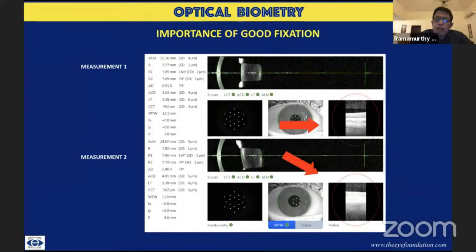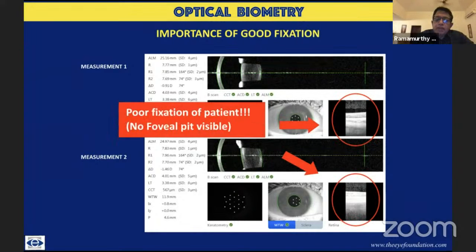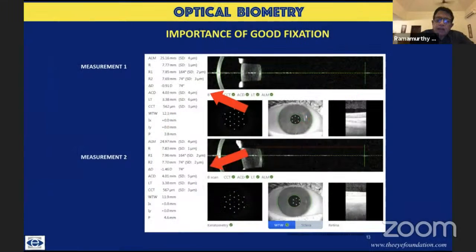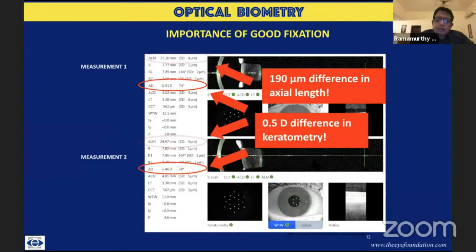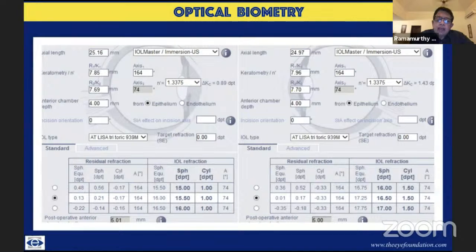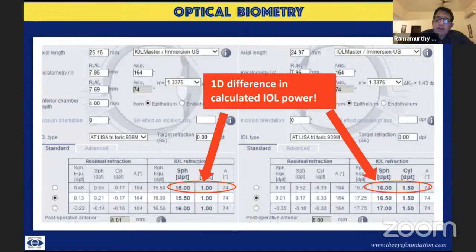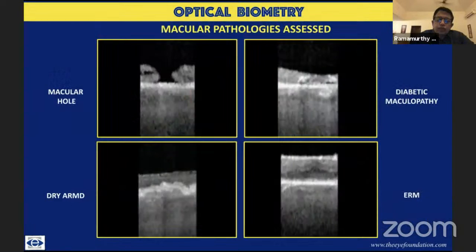When it's not so, as you can see in this case, you do not see the foveal impression. It's poor fixation of the patient, which can be detected by the examiner. And you see that there's almost a 0.5 diopter of difference in the keratometry and a 190 micron difference in the axial length. And obviously, it translates to an error of almost a diopter as far as the spherical power is concerned, and again about 0.5 diopters as far as the cylindrical error is concerned. So because we are able to objectively verify whether the fixation is on the fovea, it ensures that the intraocular lens power calculation is quite accurate.